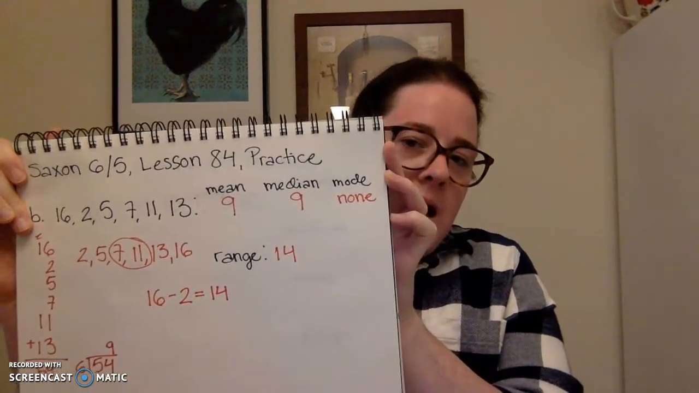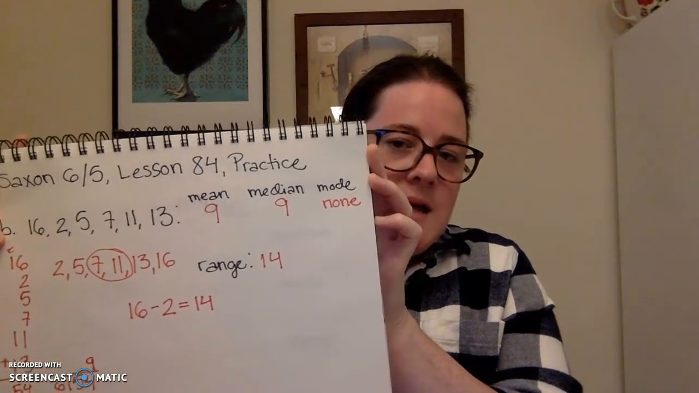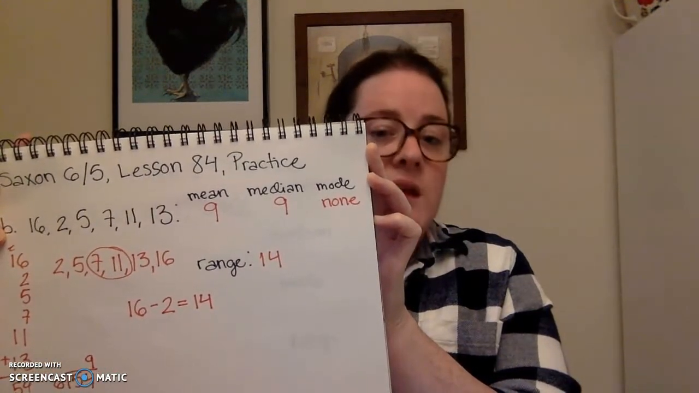The mode in this case is none. There is no data point in my data set that occurs more than once. There's no number that's repeated, so there's no mode. To find the range, I want to take my highest number, 16, and subtract my lowest number, 2, and I get a range of 14. So, for this data set, my mean is 9, my median is 9, my mode is none, and my range is 14.